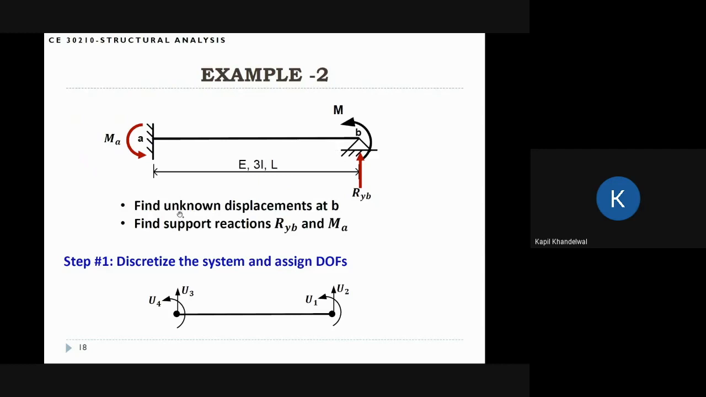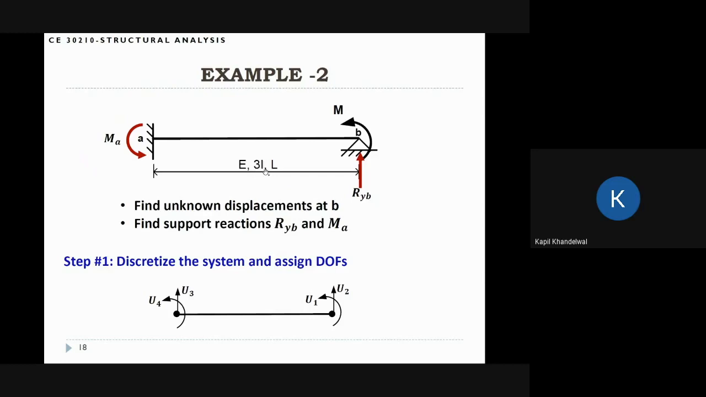So what we want to find is the unknown displacements at B. We have only one unknown displacement at B, that is the rotation at B. And also we want to find the support reactions, the vertical force at B, and the moment at A. So these are the two support reactions we want to find. So again, the first step is we discretize the system. We just take one element here.